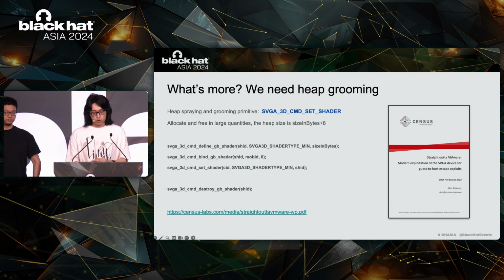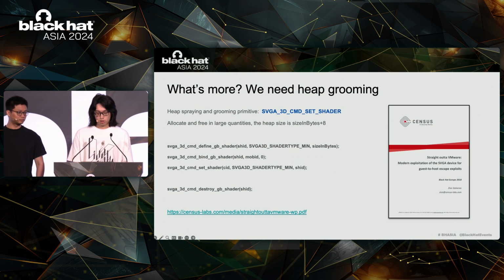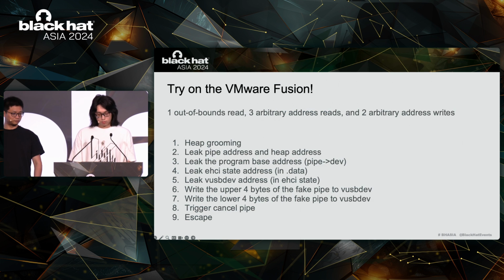Finally, let's talk about the primitives required for heap grooming. This part is not our own finding, but comes from the content of the Black Hat Europe talk. Using the shader object in the SVGA model can help us complete heap spraying and grooming. It can be specified to any size and can be arbitrarily allocated and freed by us. The below are the commands required to allocate and free the shader object. For more details about SVGA, I've also attached the link to the white paper of this talk.